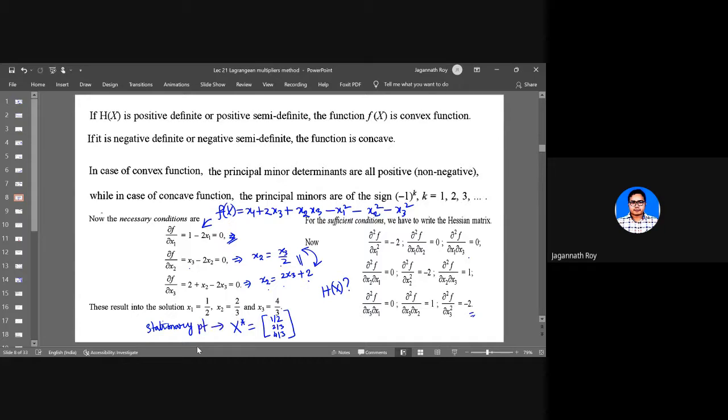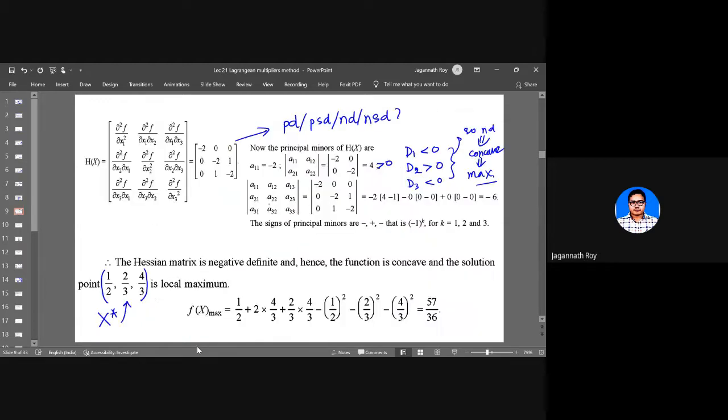Now, whether it is a maximum or minimum point, we have to decide with the help of the Hessian matrix. So we calculate the Hessian matrix, and for that we need to compute the second order partial derivatives. So we compute all the second order partial derivatives, and then we substitute these values here. So we can see that the first element, A11, that is D1, is negative, and then D2 is positive, and then D3 is again negative.